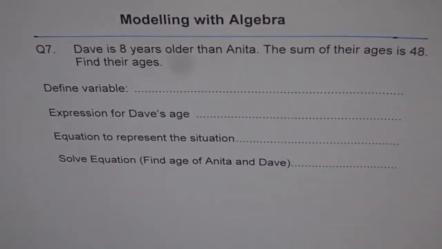Modeling with algebra, question 7. Dave is 8 years older than Anita. The sum of their ages is 48. Find their ages. So by now I think you understand the steps.